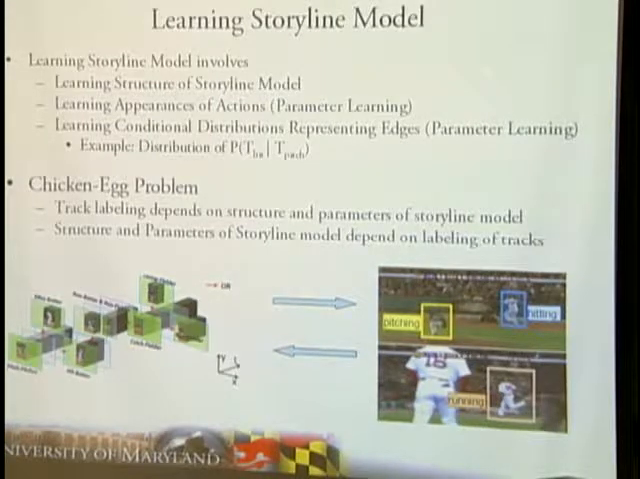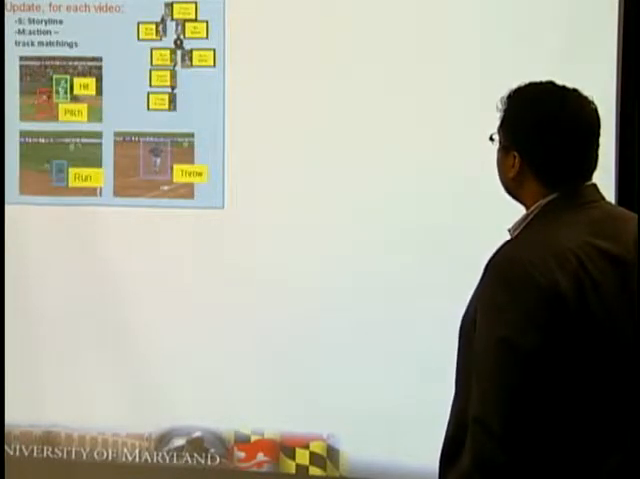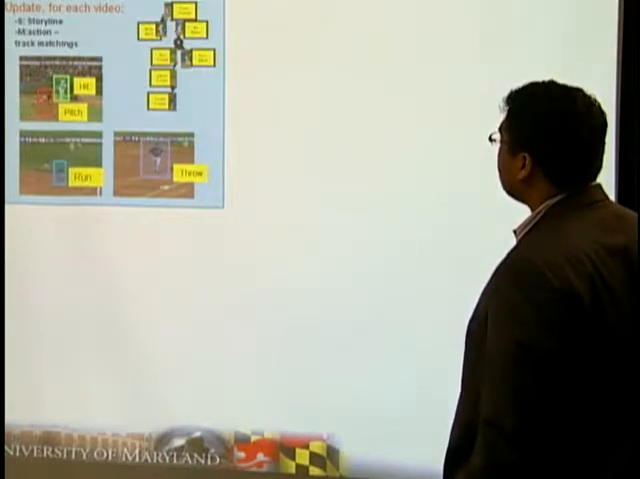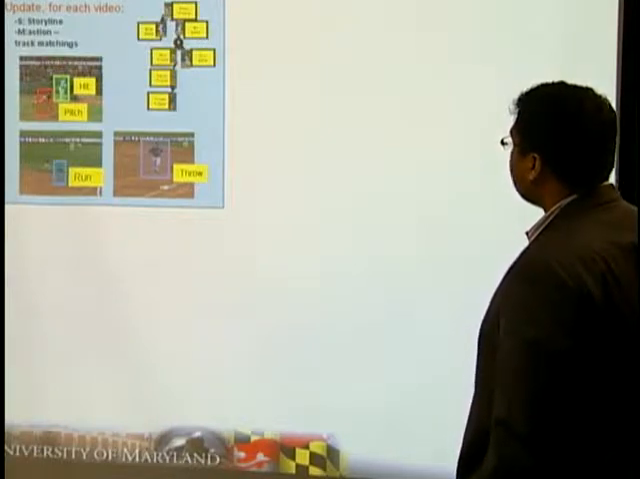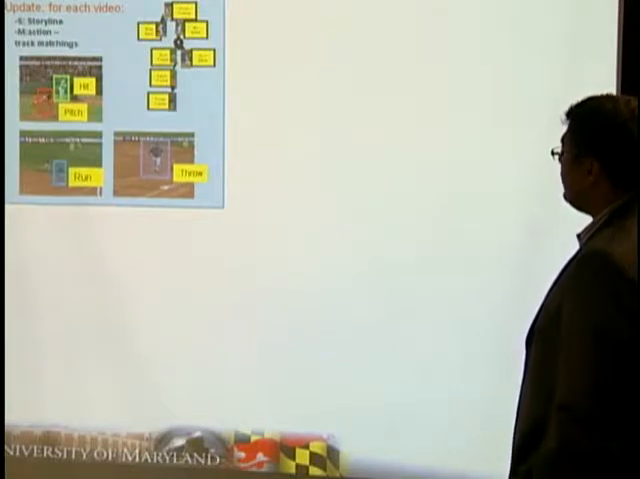Like the previous problem, this is also a chicken and egg problem. The track labelings depend on the structure and the parameters of the storyline model, and the structure and the parameters of the storyline model themselves depend upon the track labelings. So again, we use an iterative approach. Let us assume we have some initial storyline structure to begin with. Using this storyline structure, we label each track in the training videos. Now, as you can see, some of the labelings might be wrong. For example, this blue track has been labeled as run, whereas this is catch. And similarly, this purple track has been labeled as throw.